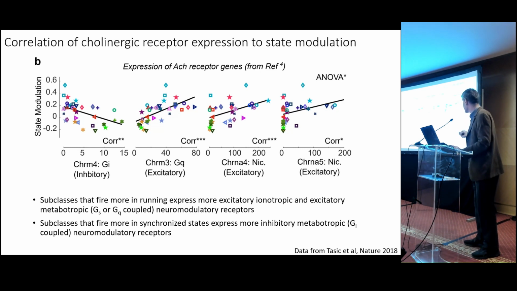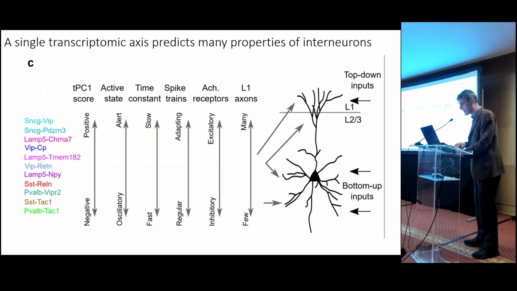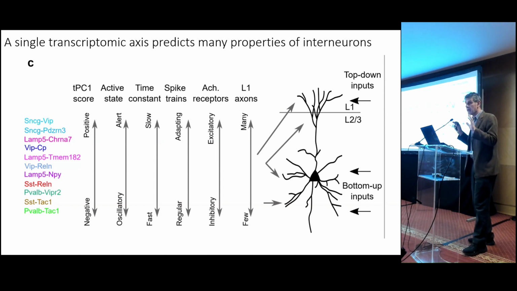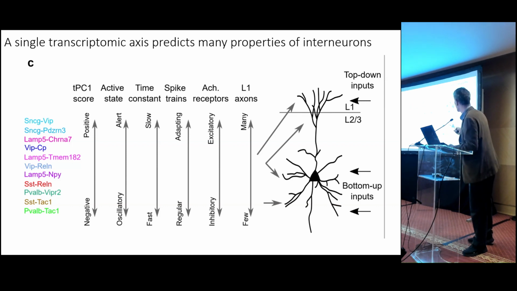And the other difference between them that we saw in the Gowans data is to do with where the axon of these cells are. So to summarize what we see with this transcriptomic axis, it seems like a lot of the properties of all these different cell types, at least to some approximation, can be explained by one single axis of variation, which at least simplifies the data a bit. So the interneuron types with a high transcriptomic principal component are more active in alert states, such as running.